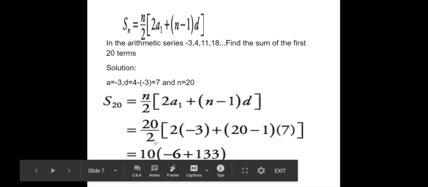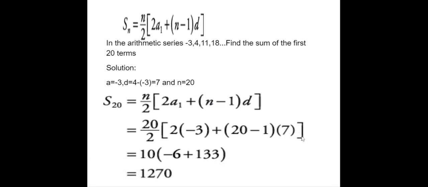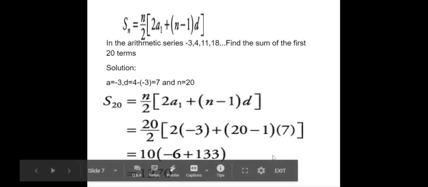n is 20, so 20 over 2, bracket 2 times a, so 2 times -3, plus bracket (n minus 1), which is again 20 take away 1, and the common difference was 7. So what I would like you to do in this one is go step by step using a calculator. First, solve this part here, which is 20 take away 1, 19, times 7. The two brackets next to one another means times, which is 133. Then multiply 2 by -3, which is -6. Then do this part on the calculator and then times it with 10.